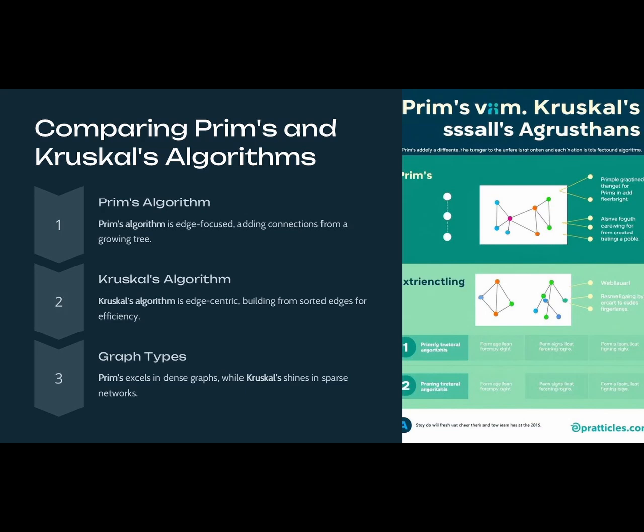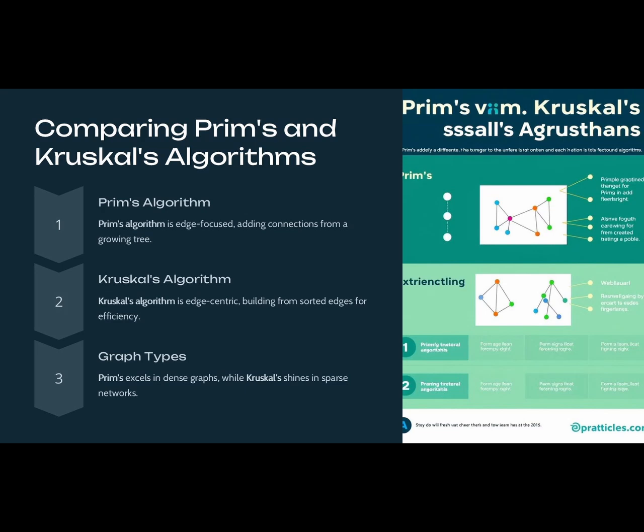Now let us look at Prim's algorithm. It starts from a single node and grows the MST by adding a minimum weight edge connected to the current MST, and it's focused on vertices and operates incrementally by expanding the current MST.